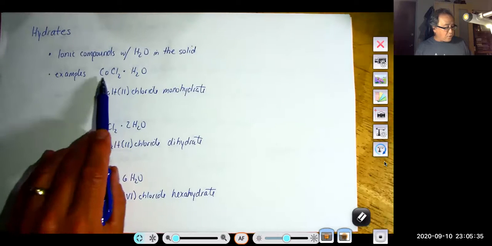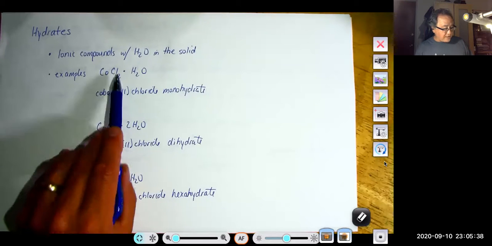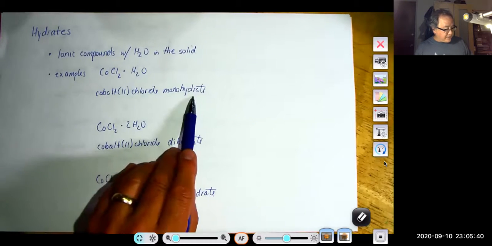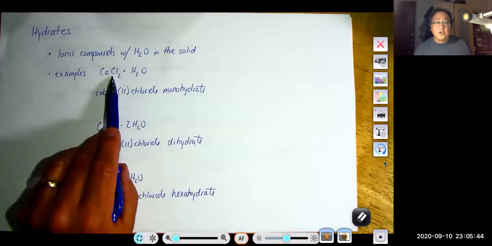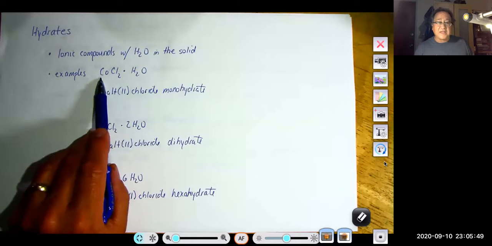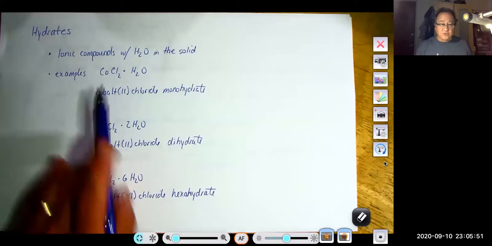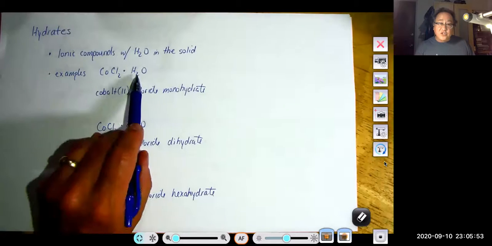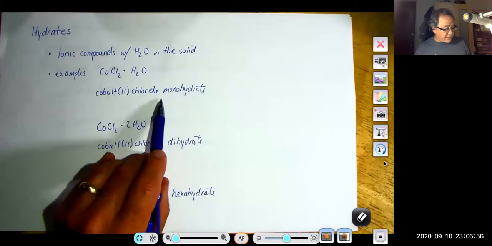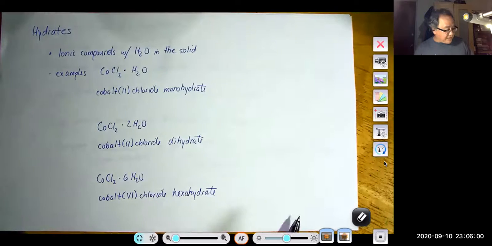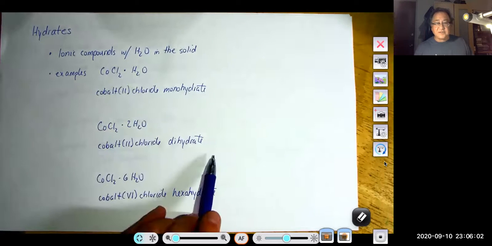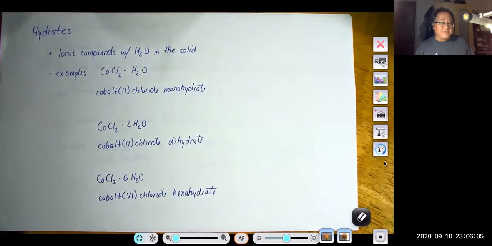So this is an example of a hydrate. This is called cobalt 2 chloride monohydrate. It's cobalt 2 because each chlorine is actually a chloride ion with a -1 charge, so the cobalt has to be a +2 charge to make that neutral. One H2O is called monohydrate. Now I don't call that water because this is a solid. So this does not behave like water. It behaves like a solid piece of H2O, but not at freezing temperatures.